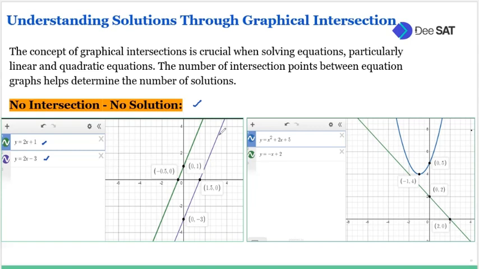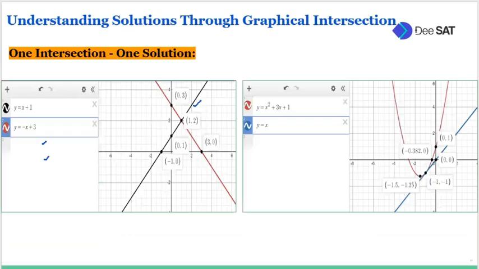That means no solution. Similarly, a parabola is being drawn along with a line. There is no intersection between the parabola and the line. That means there is no solution. In a similar way, one intersection means that the system of equations is intersecting at exactly one point. Now you can see in the very first case, the linear system, these two lines are intersecting at only one point, that is 1 comma 2. That means there is only one intersection, or one solution.